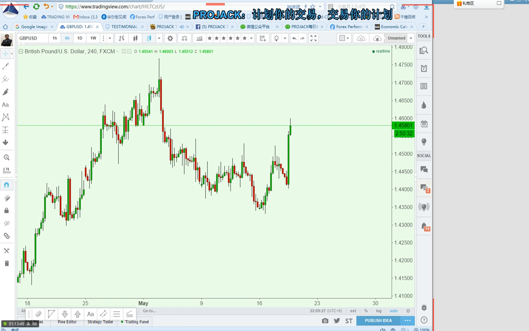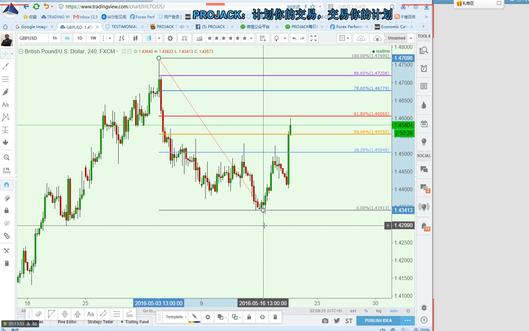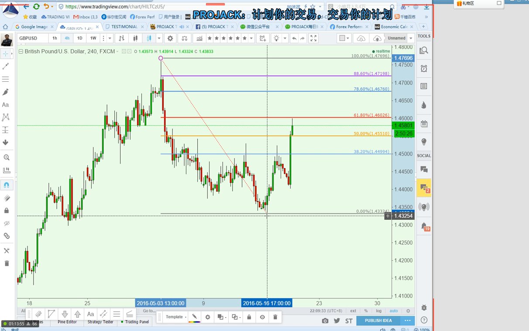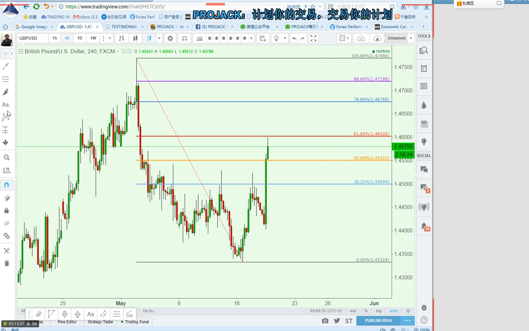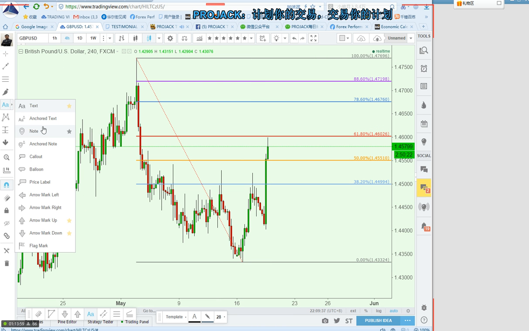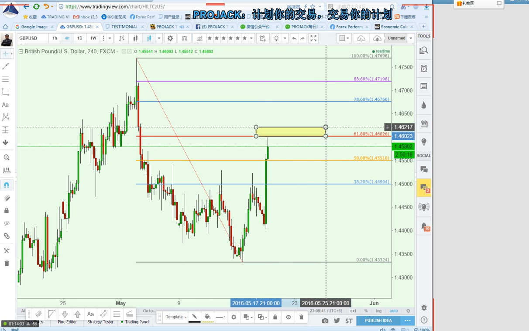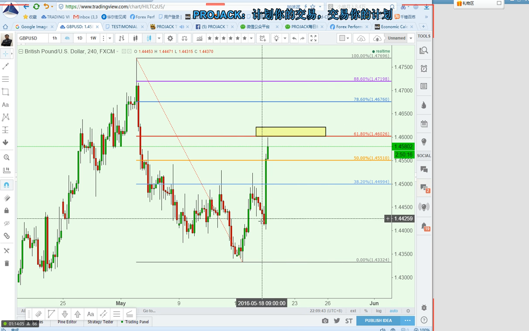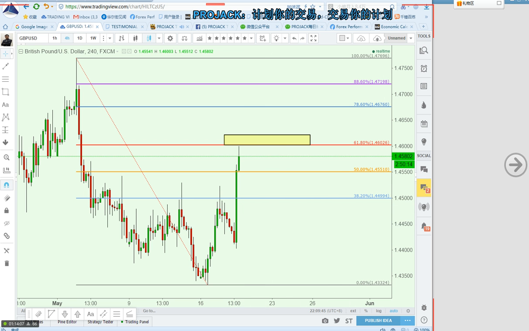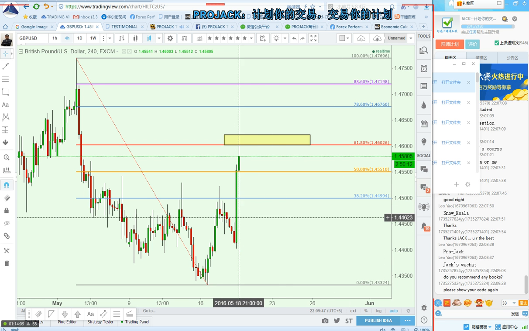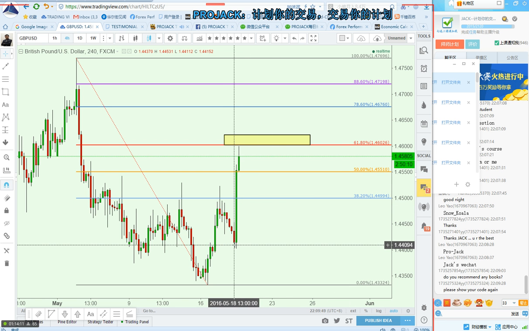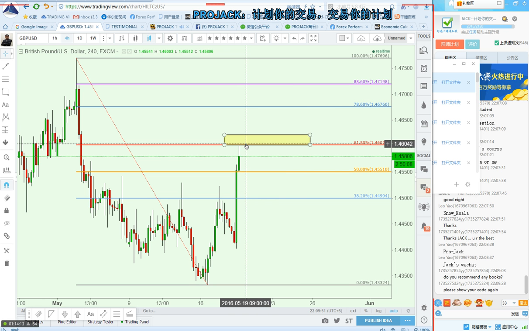Why? Let me tell you, it's because it comes to a level that is called 618. So if sterling cannot close above 1.46, are we going to short? This is how we trade every day. We expect the market comes down, buy at the low price, sell at the high price, make our profit.